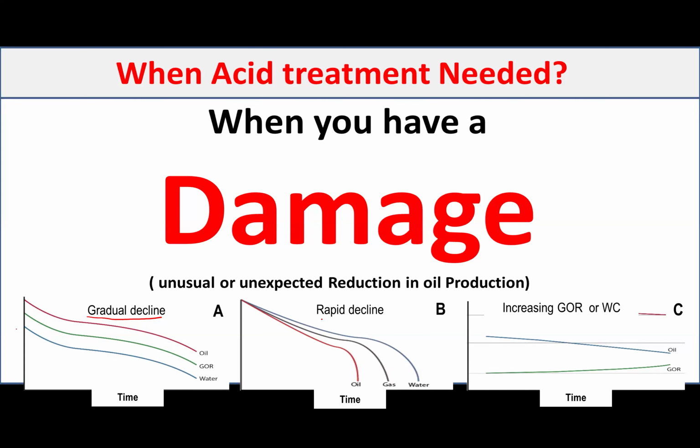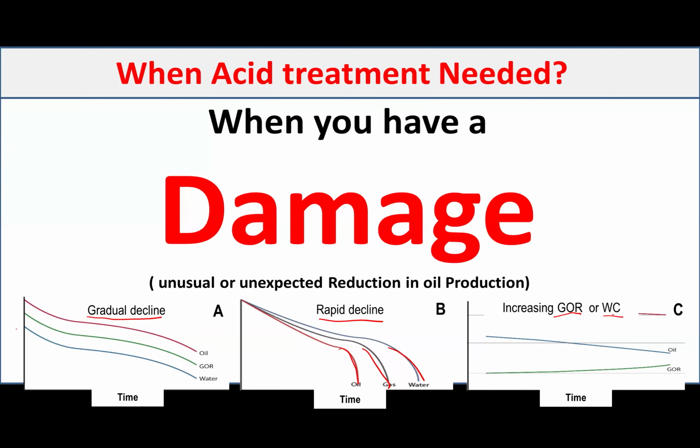It may be happening really rapidly, very, very quickly. So suddenly you see the production going down, and you can see it always in all three: oil, gas, and water. That can happen if you are plugging something, if there are fines being generated, or if there is something that blocks the perforation, so it can happen immediately.